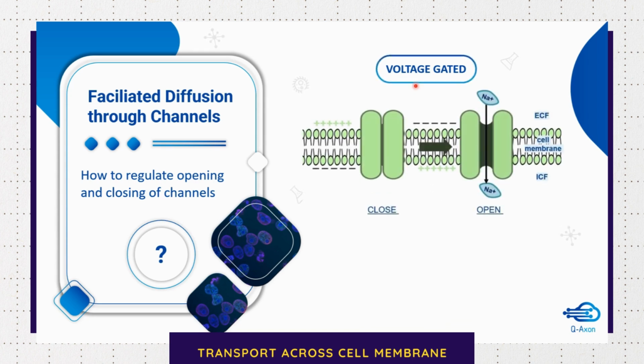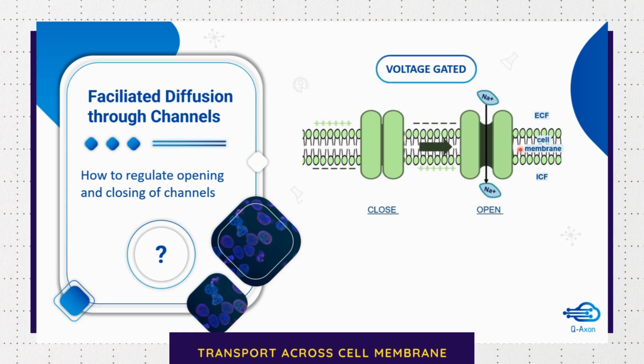Let's consider an example. Here is the cell membrane and it is showing that the membrane is at resting membrane potential. So, this channel is closed. At resting membrane potential, the channel is closed. But as the voltage across the membrane is changing, that is the membrane is getting depolarized, the channel is opened. So, these are voltage gated channels. The change in voltage across the membrane is causing the opening of the channel.